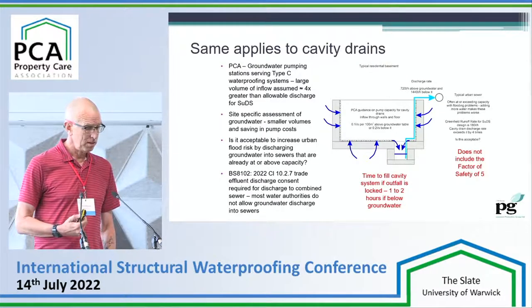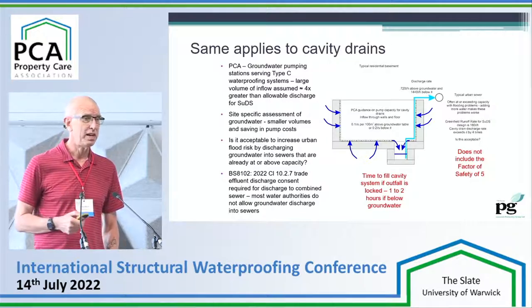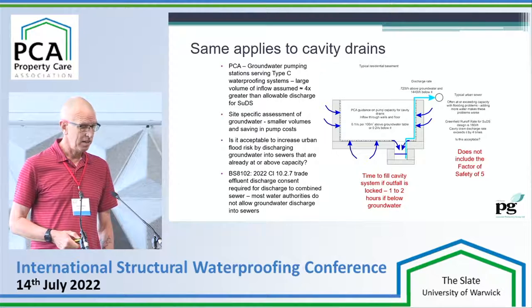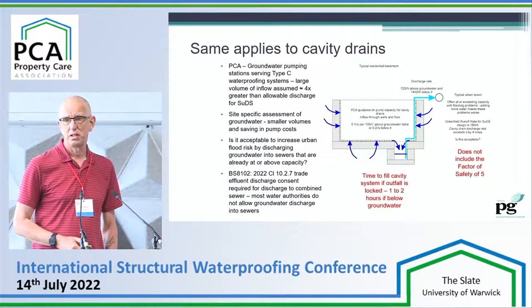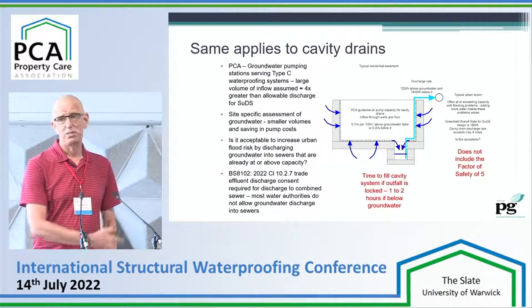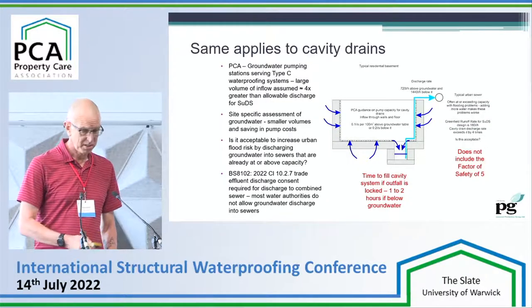And also, because those systems are at or beyond capacity, they lock quite a lot. So you're probably going to find that your pump outfall could be locked. And in that example, again, it's going to fill that cavity drain in 1 or 2 hours. So where's your extra capacity? Now, you might have got a battery backup, but the pump can't pump because it can't get into the sewer. So lots of things to think about there.